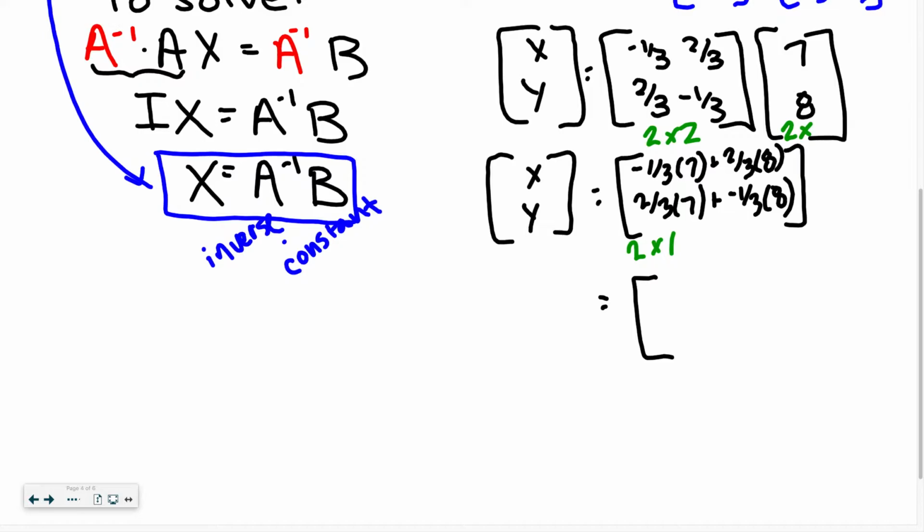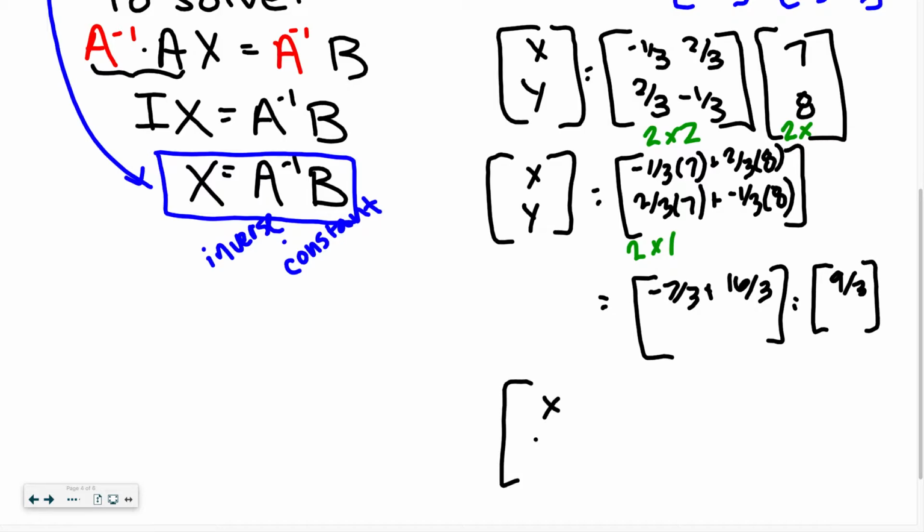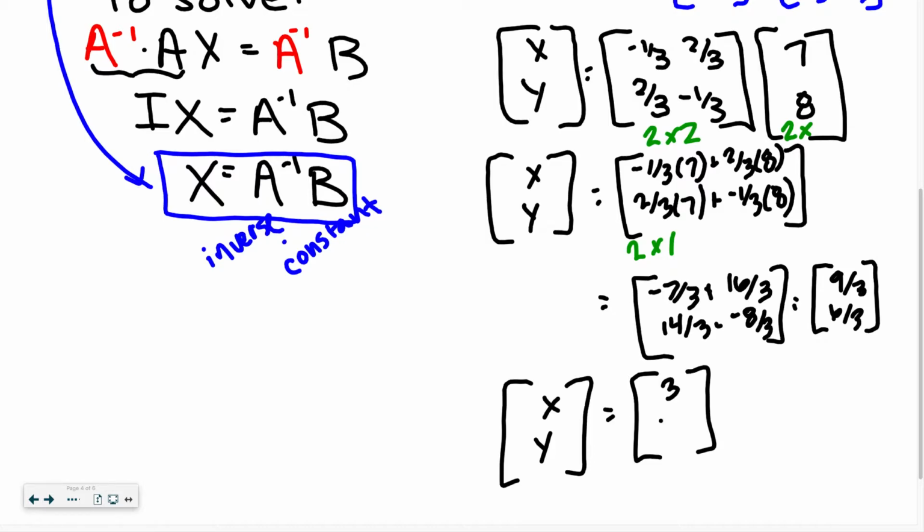So like negative 1/3 times 7 is negative 7/3 plus 2/3 times 8, that's just 16/3. So then I have 9/3, or that's really just 3. And then when I do 2/3 times 7, that's going to be 14/3. Negative 1/3 times 8 is negative 8/3. So 14 minus 8, that's 6/3 or 2. So my solution is 3, 2.